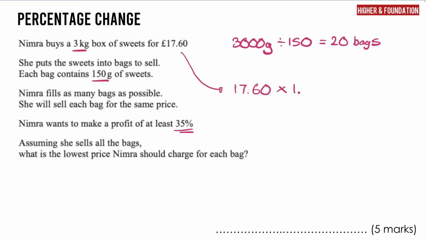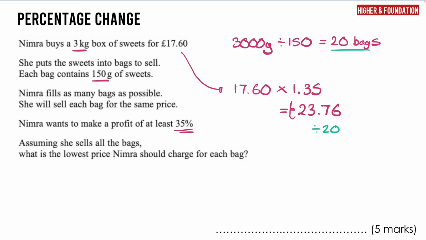So 1.35 for 35%, £17.60 times 1.35, that tells us that she needs to sell all of these sweets for £23.76. That's to make at least 35% profit. Now she's going to sell all the bags for the same price, and she's got 20 bags, so if we divide that by 20, we've got the amount that she's going to have to sell it for.